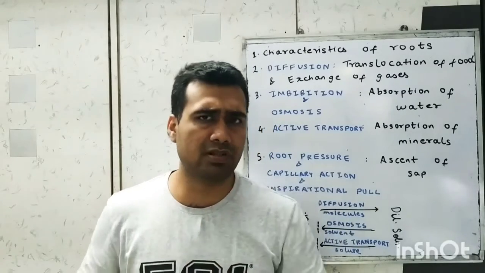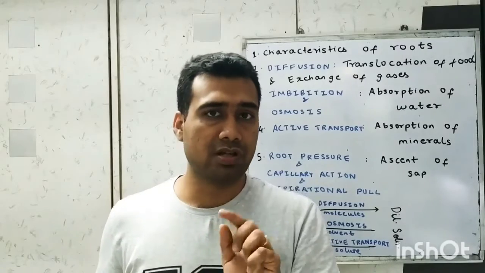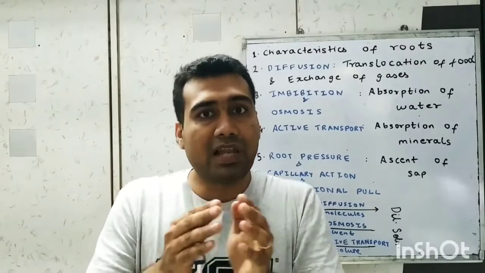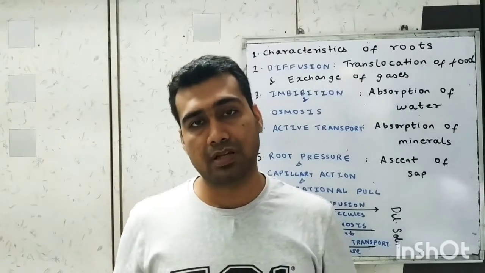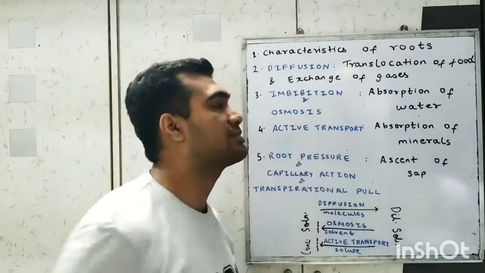Imbibition is also responsible for the seeds, before germination, absorbing water from the soil, swelling up, breaking the seed coat, allowing the radicle and plumule to grow. The next phenomenon is active transport.